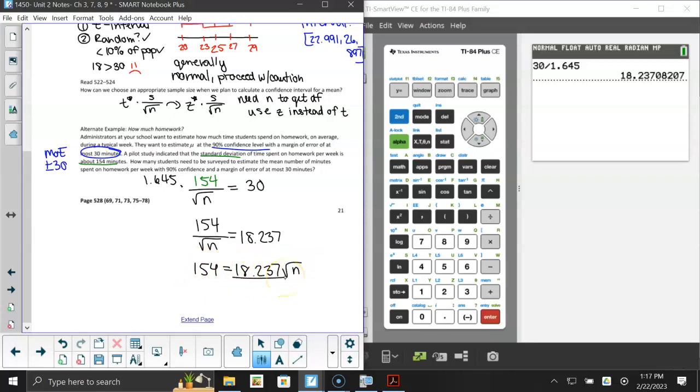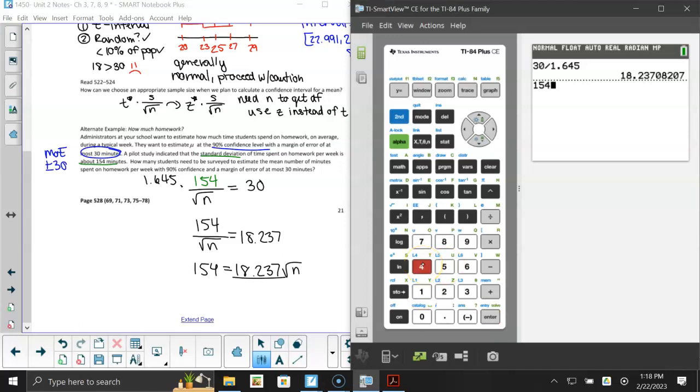Divide by that 18.23. So, I'm going to show you a really lazy way of doing this. I know I have to divide 154 by that answer I just got, and I don't necessarily want to round, and I really don't want to type it back in. Second answer. So if you hit second and then the negative button, it'll give you the answer from the last thing you added in. All right? This equals the square root of n. So I can square it.